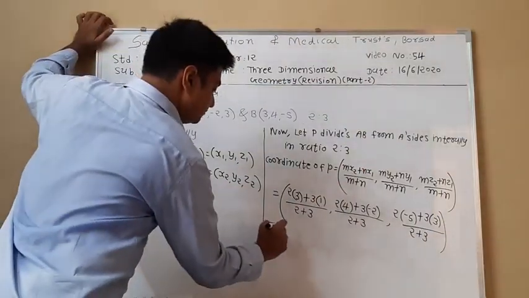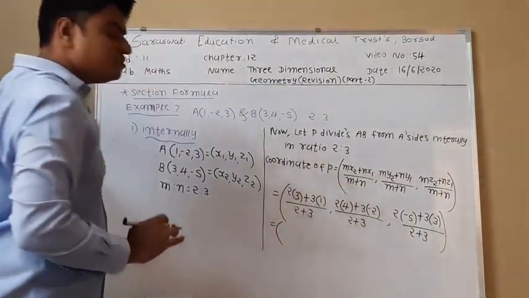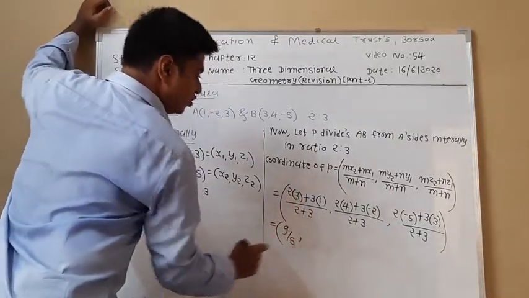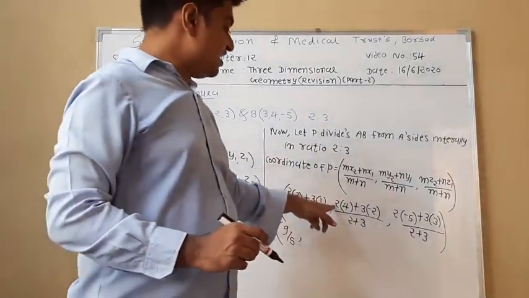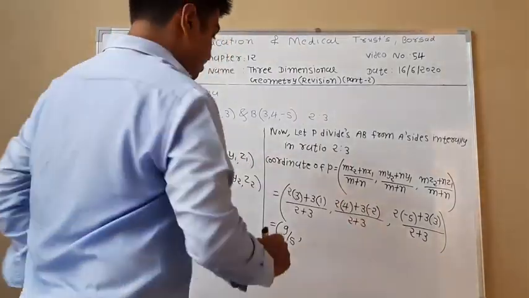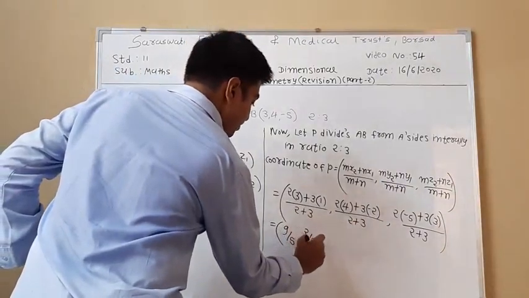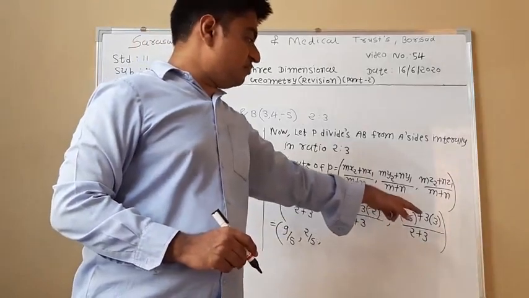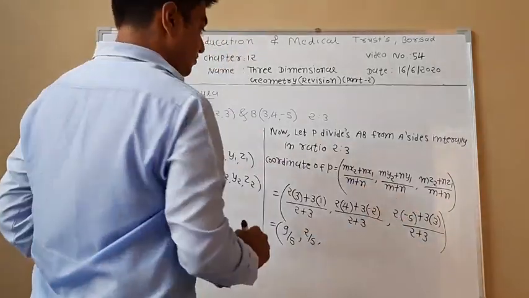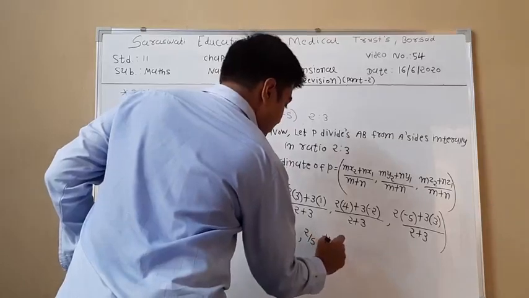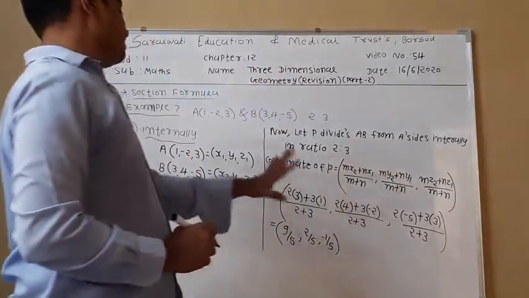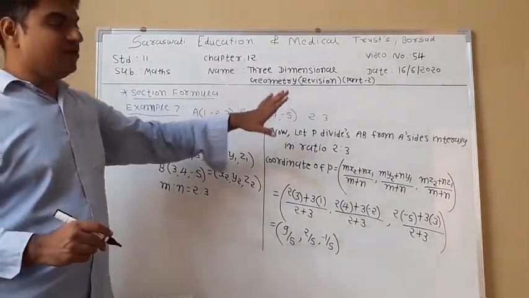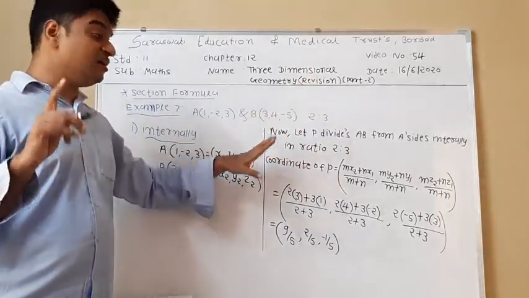So P is equal to 3 times 3 is 9, 6 plus 3 is 9, 9 divided by 5. Comma, 4 times 2 is 8, 8 minus 6, that means 2. So here we get 2 comma 5. And third condition, minus 10 plus 9, that means minus 1, minus 1 divided by 5. So our answer is 9 by 5, 2 by 5, minus 1 by 5. Here P divides AB from A side internally.